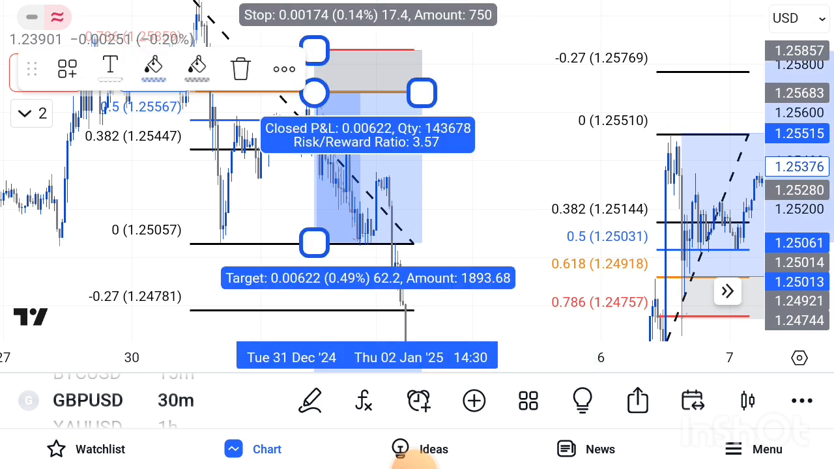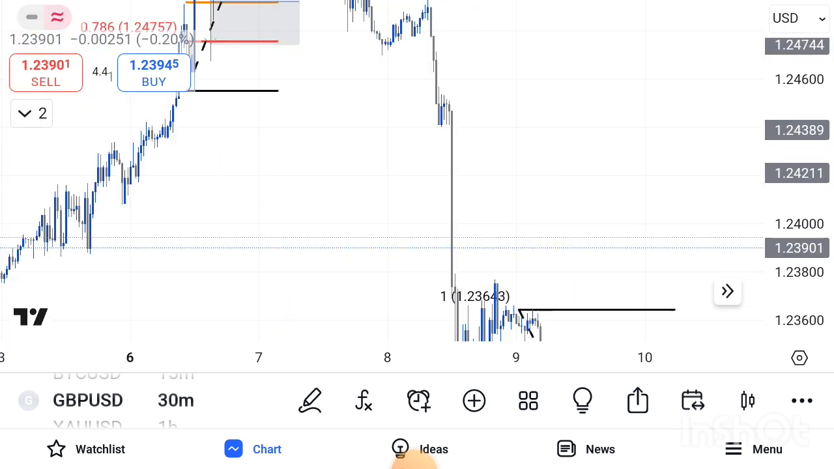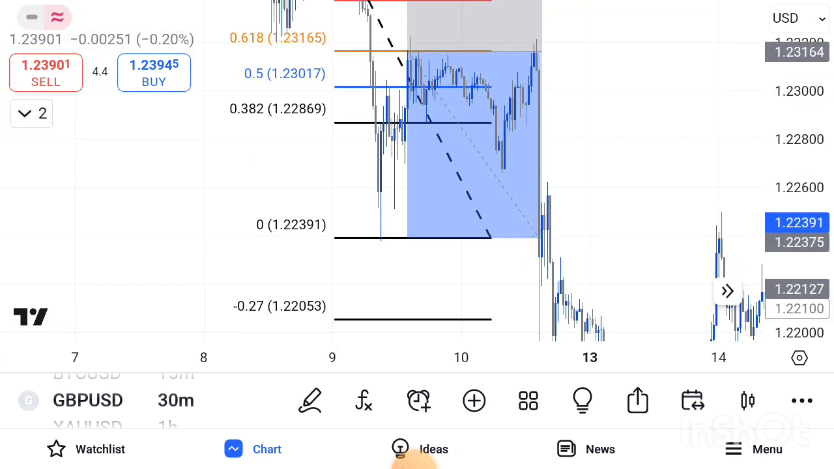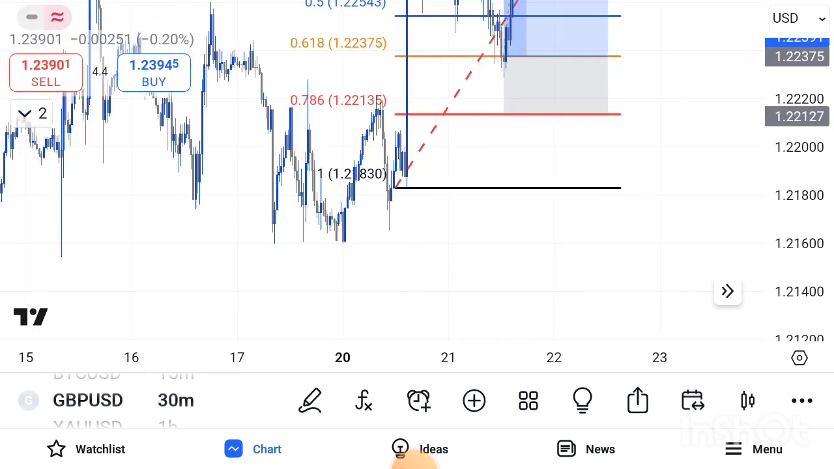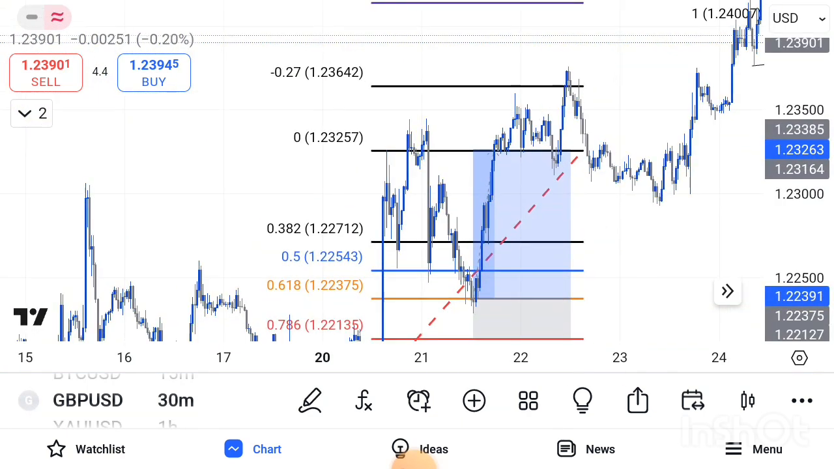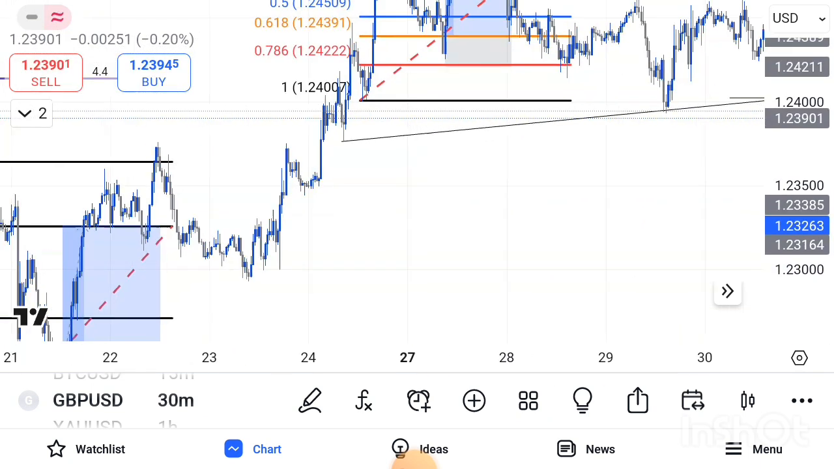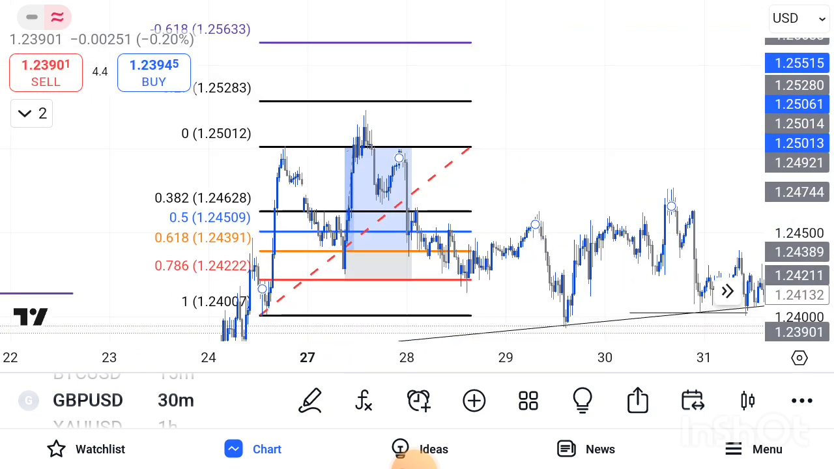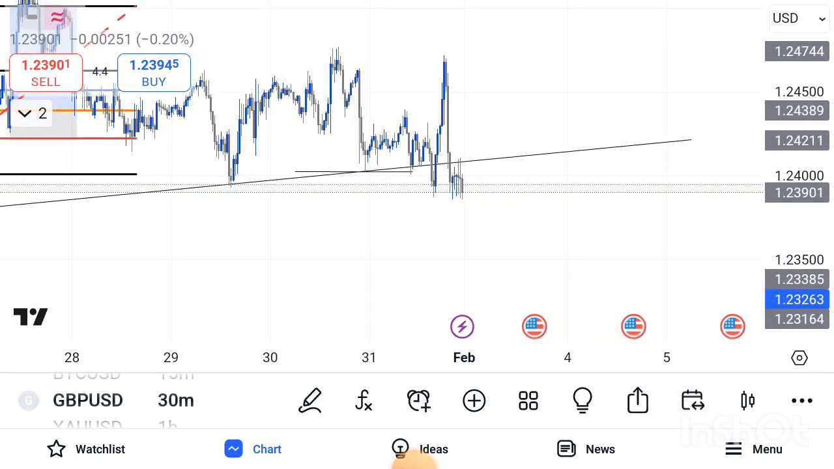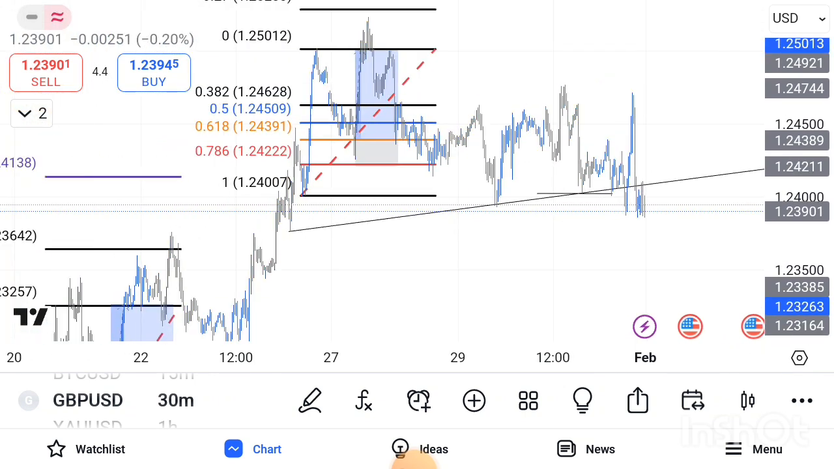So you can see this is a 1 to 3.5 risk to reward trade. This one also, let's see, 1 to 3.5. So you can see if you consistently trade with this strategy, you can be winning. Your risk to reward will cover your losses. Another 1 to 3.5, targeting that swing high or swing low, which is the 0 level. Another 1 to 3.5. So you can see the wins average 1 to 3.5. So even if you don't win every time, your risk to reward will cover for you.